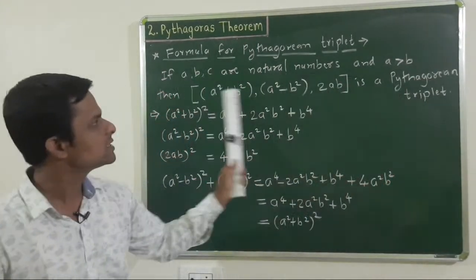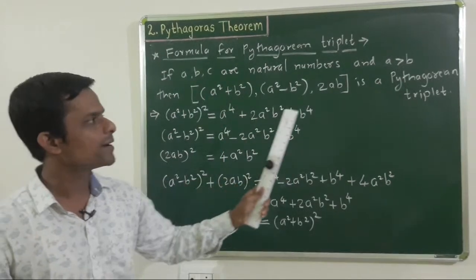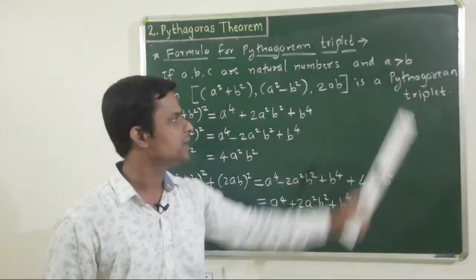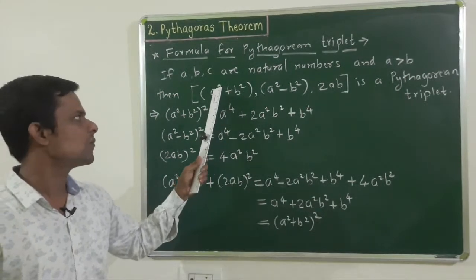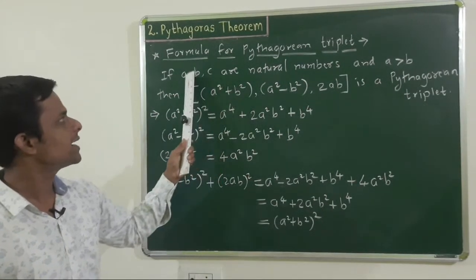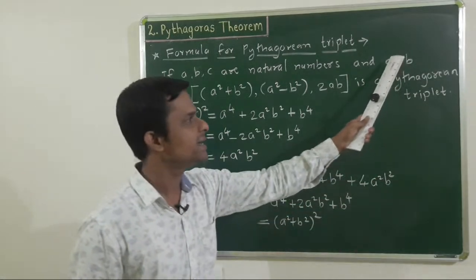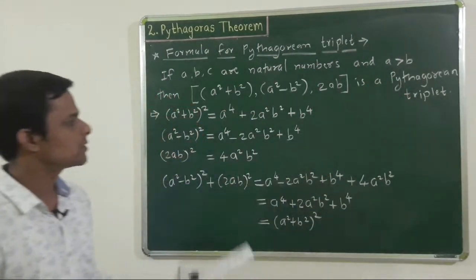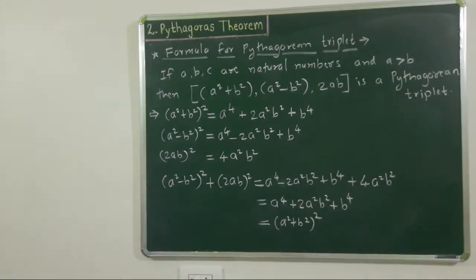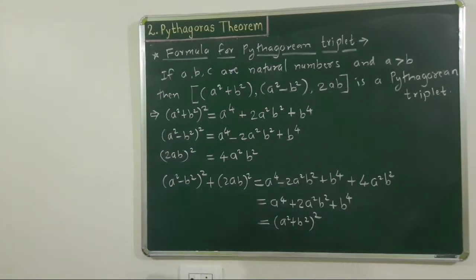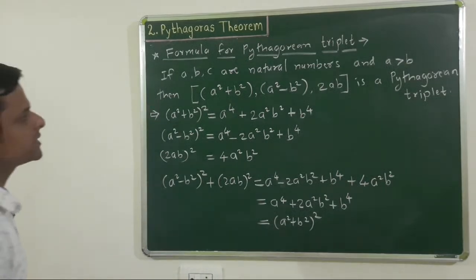Means by using this formula, we can find various Pythagorean triplets. That we'll find by putting values of a and b, where a and b are natural numbers and a is greater than b. That I'll solve here. If you want a screenshot, then take it. Otherwise, it is in your textbook also. We'll prove this by using some examples.